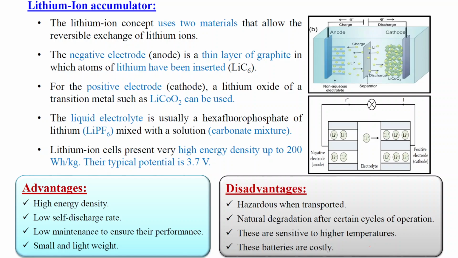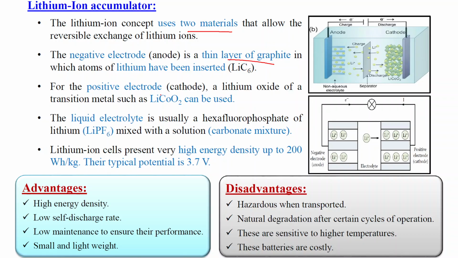Now coming on to the lithium ion accumulator, which is a lithium ion battery, which is currently very famous. The lithium ion concept uses two materials that allow the reversible exchange of lithium ions. The negative electrode, that is the anode, is basically graphite. The anode is a thin layer of graphite into which atoms of lithium have been inserted.